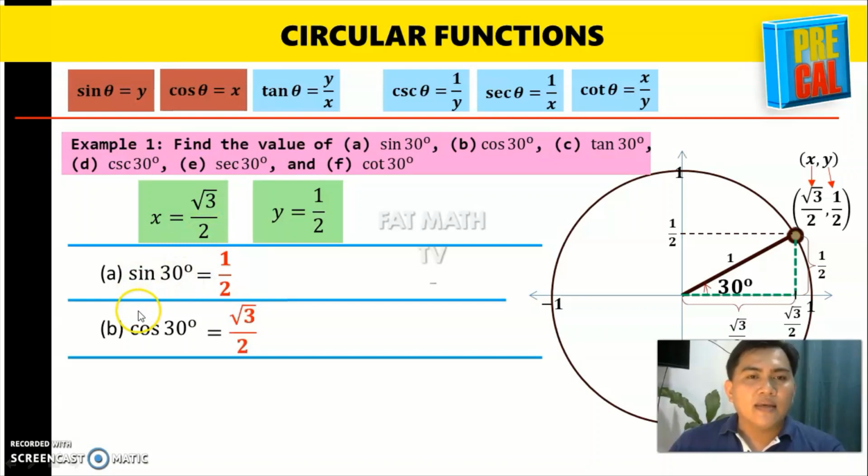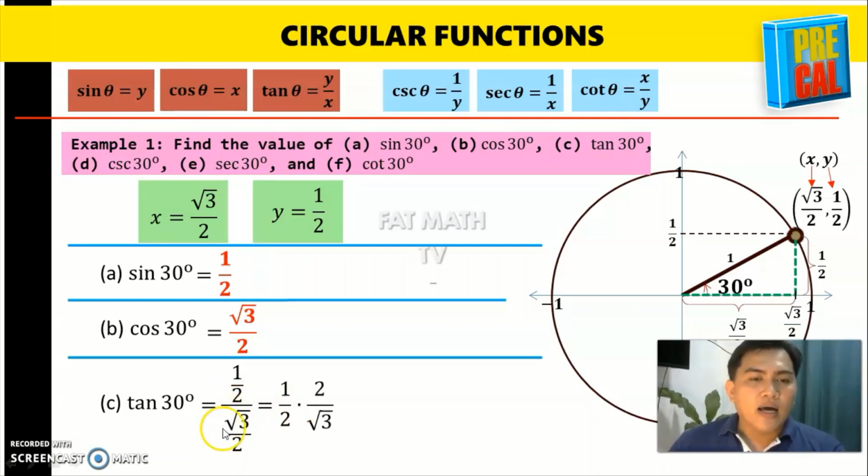Very easy. Third, we have tangent of 30 degrees. Tangent is y over x. Our y is 1/2, our x is square root of 3 over 2, so that's 1/2 over square root of 3 over 2. And if we are dividing fractions, we copy the dividend and multiply it by the reciprocal, or the multiplicative inverse, of the divisor.